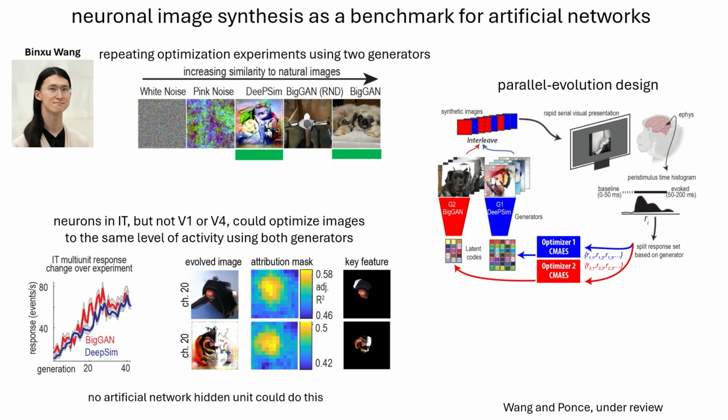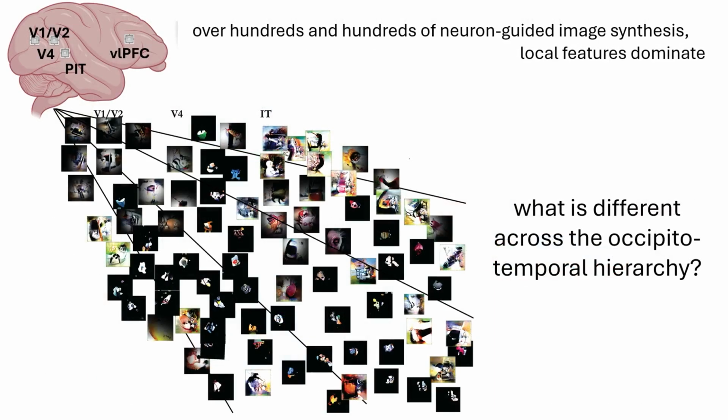What's interesting is that almost no artificial neural network that we've tested, I believe none of them, can really match this ability, which tells us that these neurons have some interesting dynamics that are not part of the usual milieu of the feed-forward network. Nevertheless, what I can tell you is that over hundreds and hundreds of neuron-guided experiments, we keep seeing that most of these features tend to be local. And so that raises the question: what is the point of having an occipito-temporal hierarchy if most of what we're finding are local features, not really big objects?